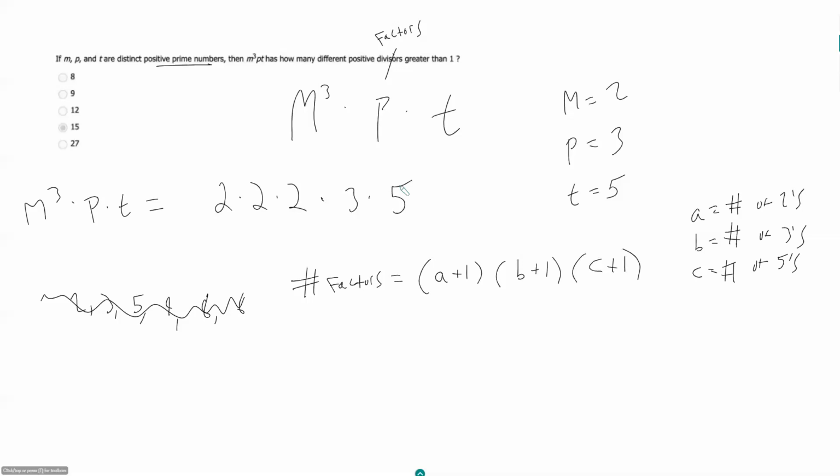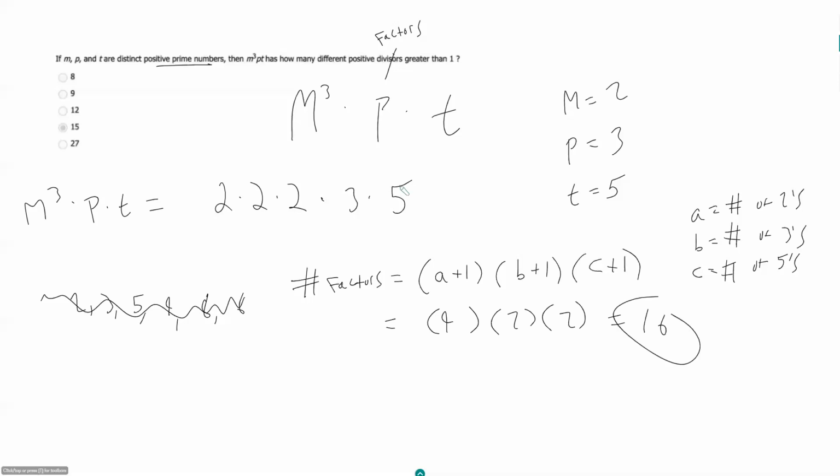And for my 2's, I can choose 1 two, 2 twos, or 3 twos, but I can also choose 0 twos if I want. So for example, 3 times 5 will be a factor here. So 15 is a factor of m cubed times p times t, and that would be an example of a factor that doesn't have any 2's. So I have 4 options for the number of 2's. So this will be 4 times 2 times 2, and that will be 16.